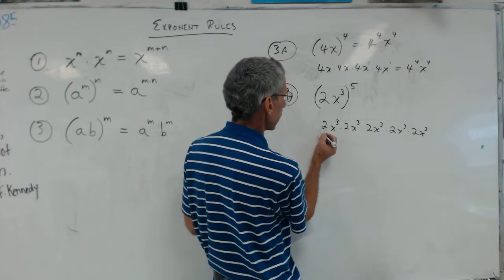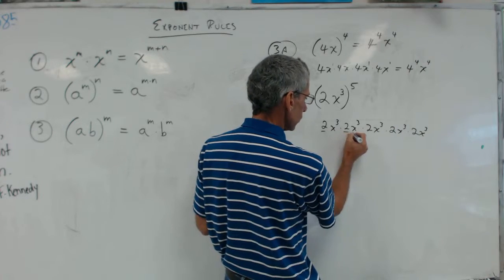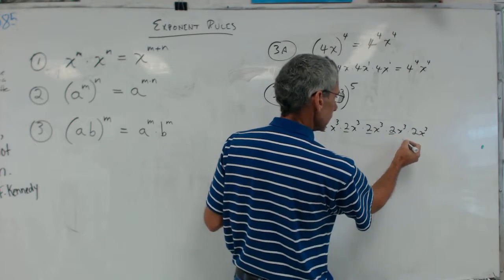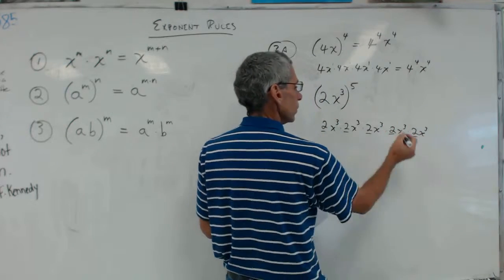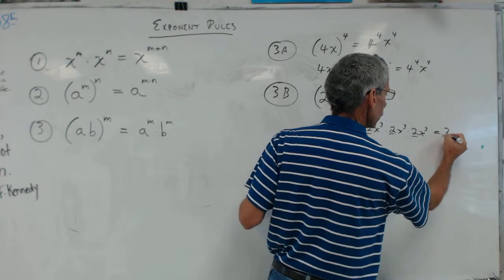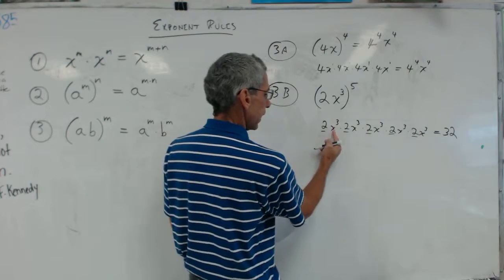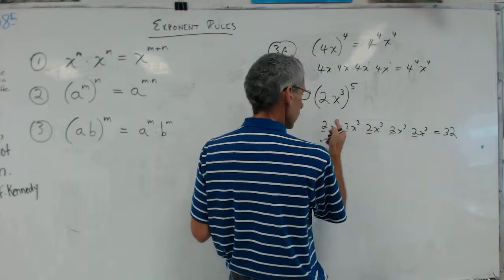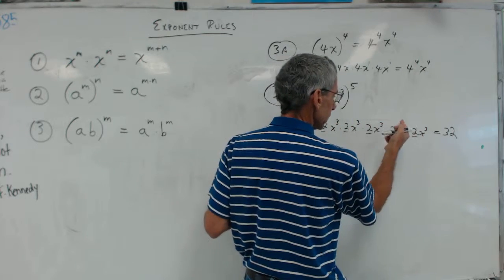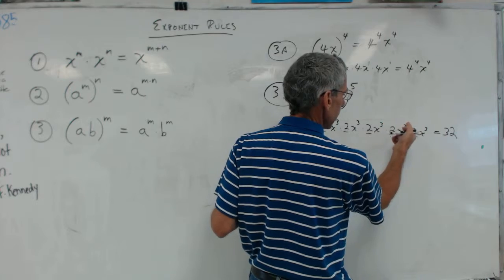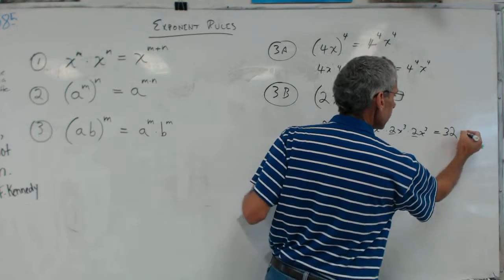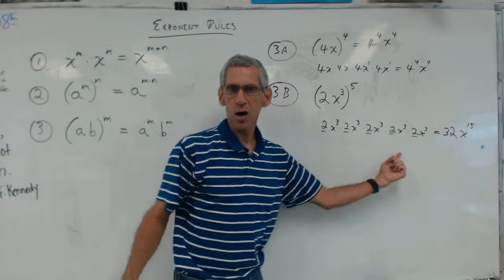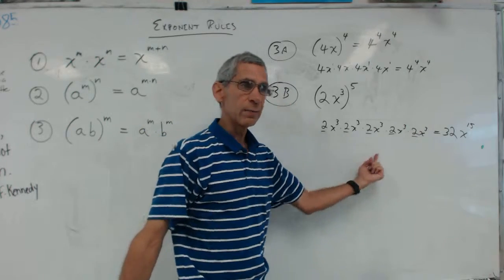But then I could say, okay, that means 2 times 2 is 4, times 2 is 8, times 2 is 16, times 2 is 32. So I could say that's 32, and then x to the 3 times x to the 3 times x to the 3 times x to the 3 times x to the 3. 3 plus 3 is 6, plus 3 is 9, 12, 15. So I could say x to the 15. Now, that's the hard way. That's what it means, though.